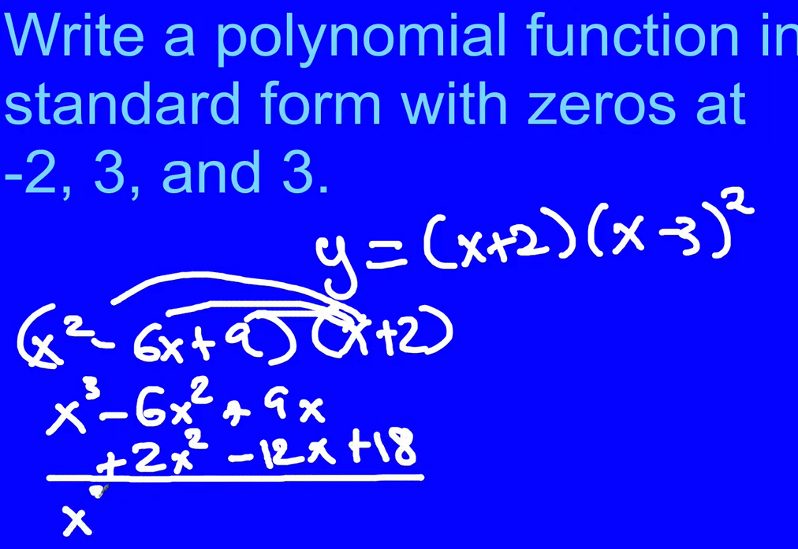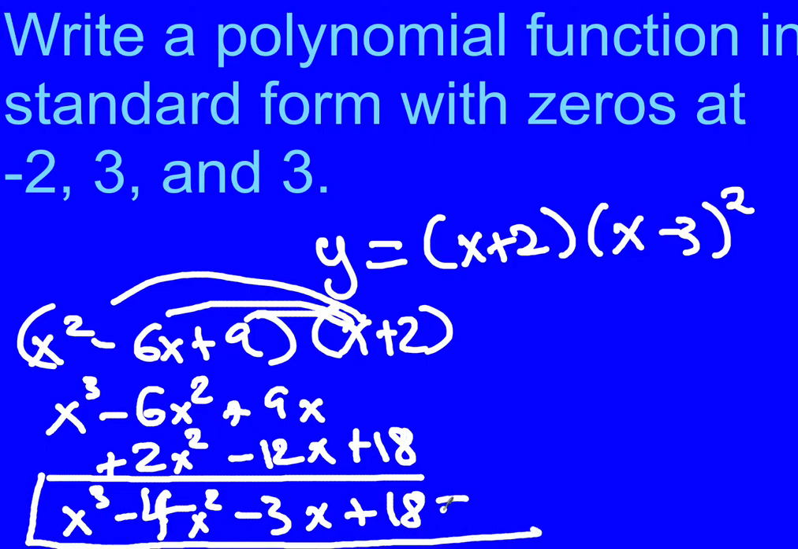So this is x cubed minus 4x squared, minus 3x plus 18. And that equals y. This is a polynomial function in standard form with zeros at negative 2, 3, and 3.